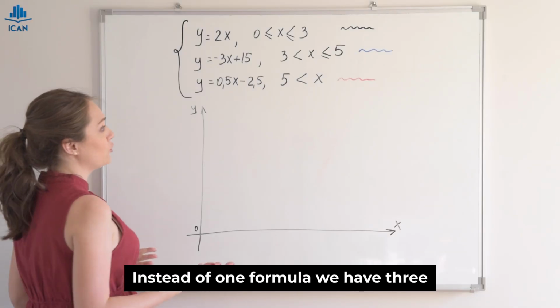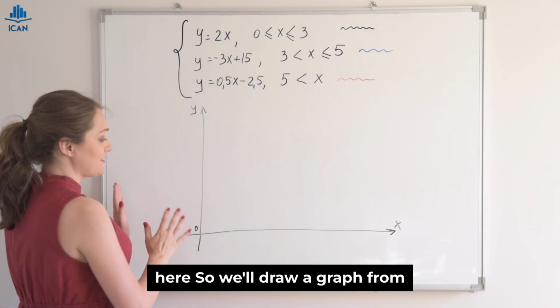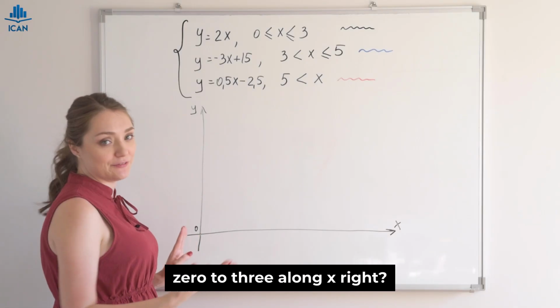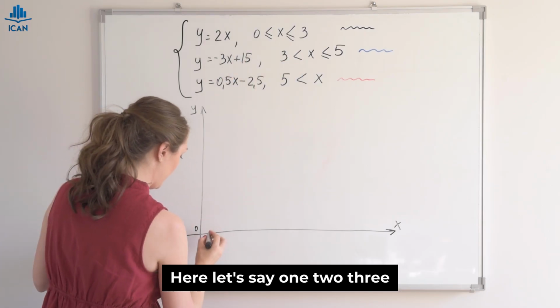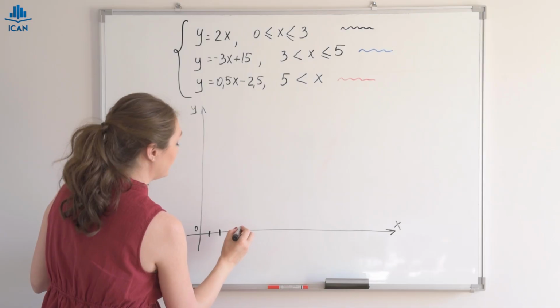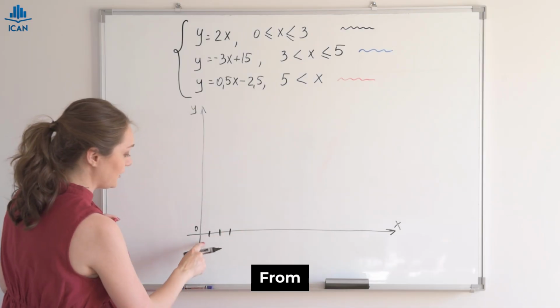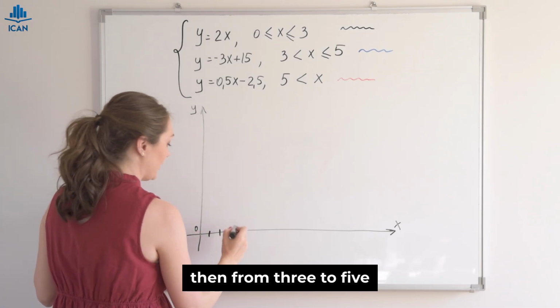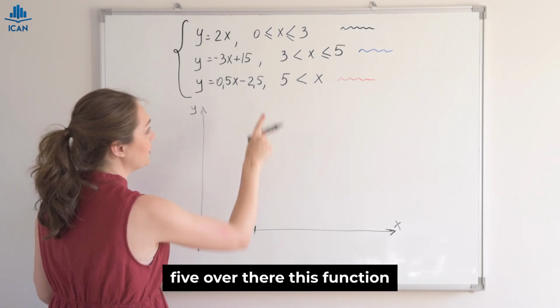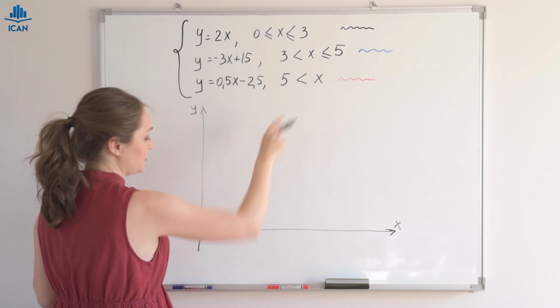Instead of one formula, we have 3 here. So we'll draw a graph from 0 to 3 along x, right? Here, let's say 1, 2, 3. From 0 to 3, we'll have this function. Then from 3 to 5, this function. And then beyond 5, over there, this function.